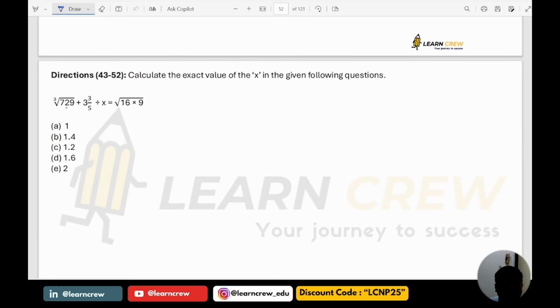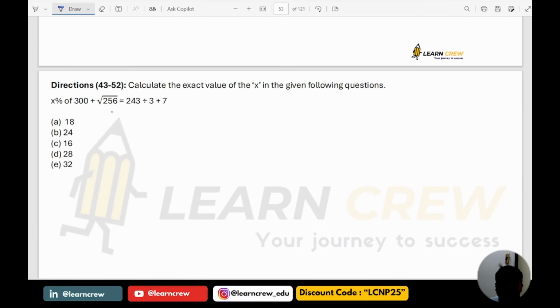Cube root of 729 is 9, plus 3 by 5 divided by x, which is 18 by 5x. 16 into 9 under root, 4 into 3, 12. So from this I will get 18 by 5x is equal to 12 minus 9, which is 3. So I need x only. So x is equal to 18 by 15, which is 1.2. So the answer is 1.2.